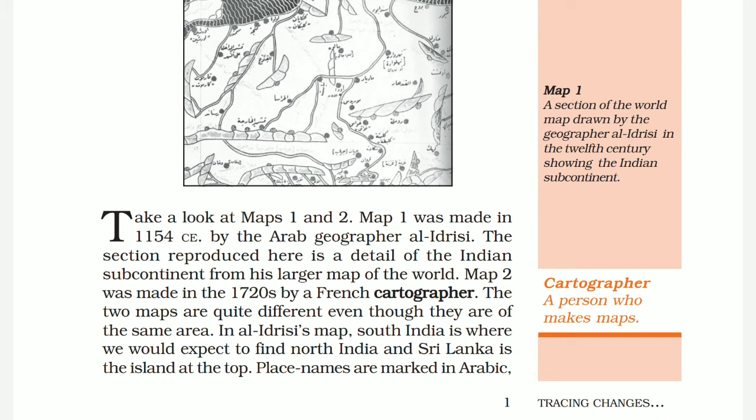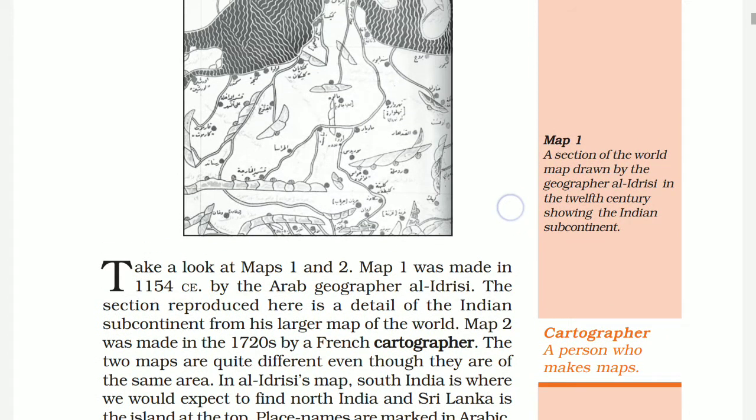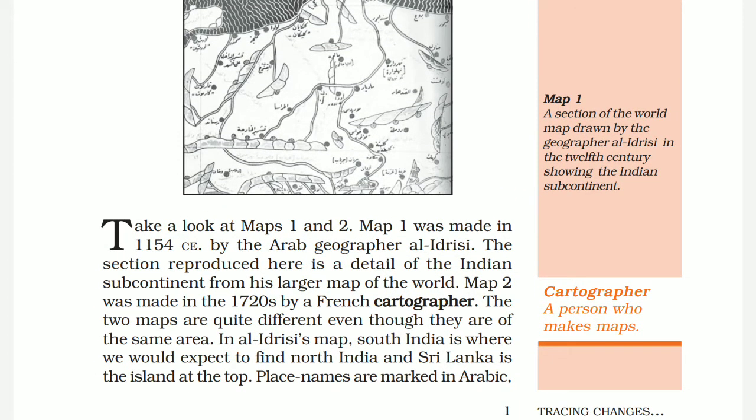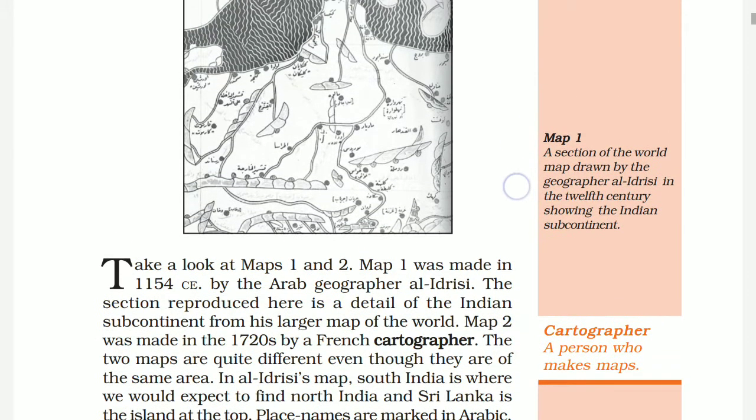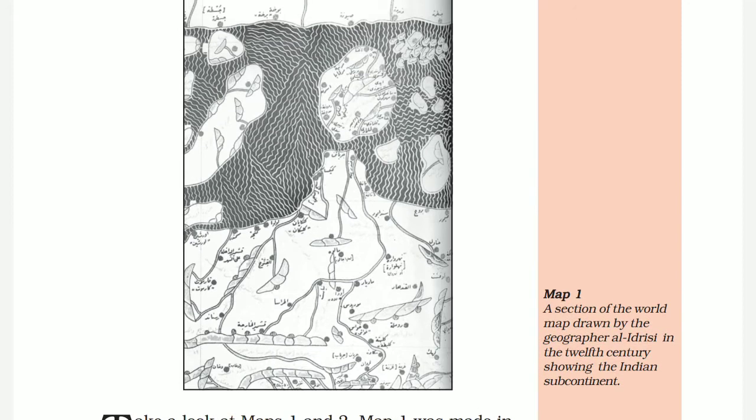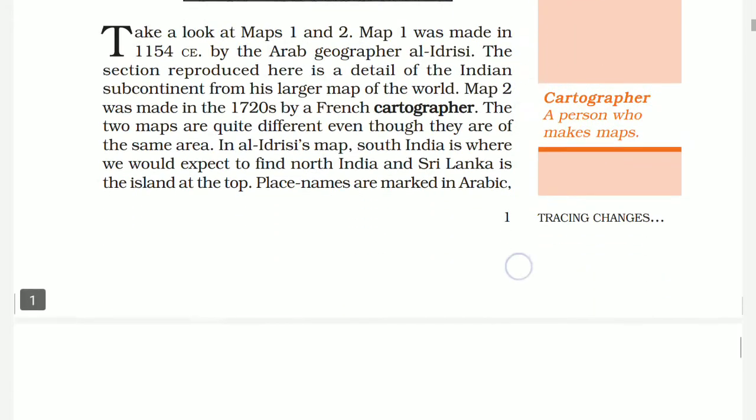This section reproduces the detail of the Indian subcontinent from the larger map of the world. Map 2 was made in the 1720s by another French cartographer. The two maps are quite different even though they are the same area, right? In Al-Idrisi's map, South India is where we would expect to find North India, and Sri Lanka is the island at the top. The place names are marked in Arabic language, right? So it's an upside down map created by him.